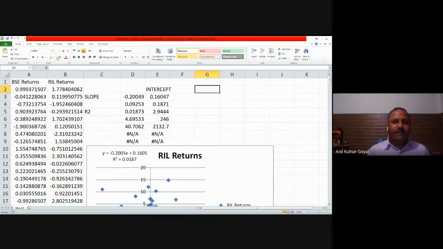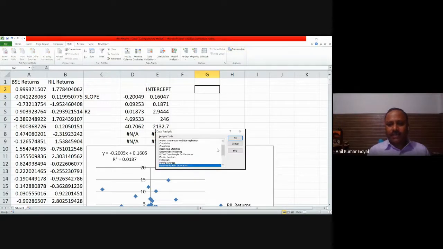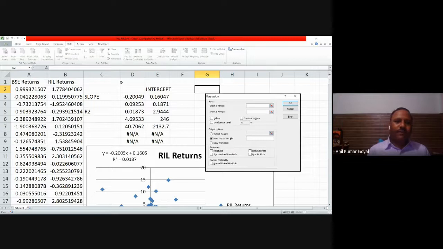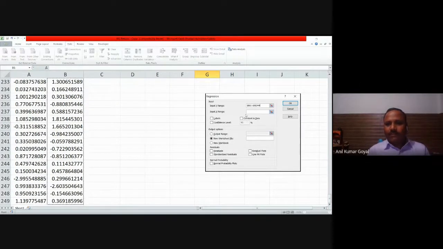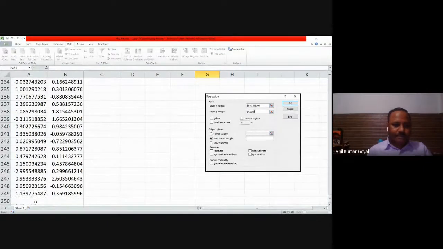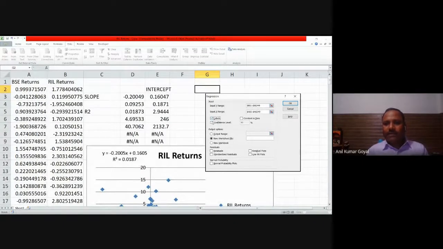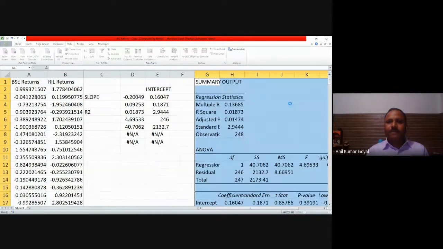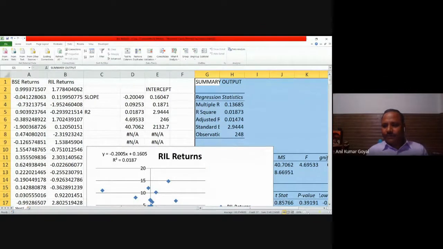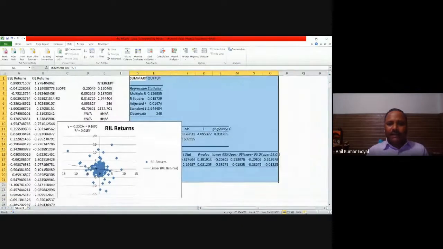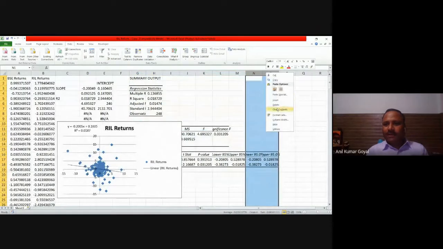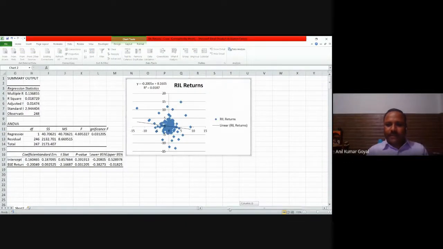So I'm running the third method, that is regression. Go to Data Analysis, Regression. So what is my Y? Y is the dependent variable. What is my X? X is my independent variable. Confidence level in the first line, confidence level 95%. Output range, I want my results here. So these are my results of regression, and I will compare all three. So let's compare the results.